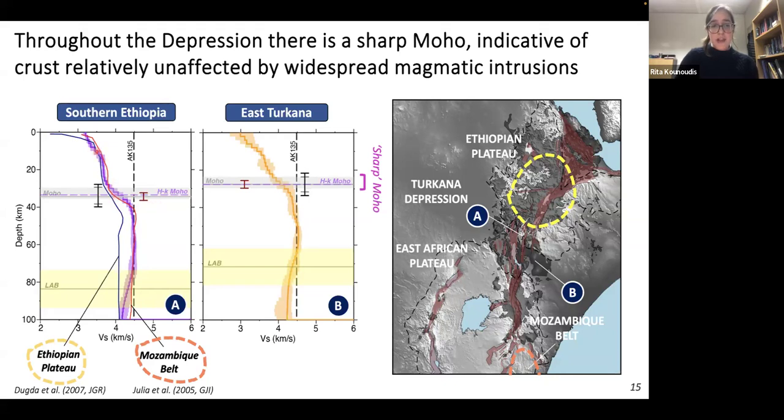In fact, what we're looking at looks a lot more like the Mozambique belt, which is all the way down here in the south. And that hasn't experienced as much magmatism as further north. It's a very melt-poor region. So the Turkana Depression seems to be a lot more similar to that in wave speed structure.